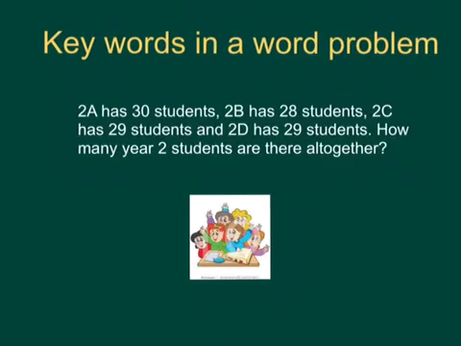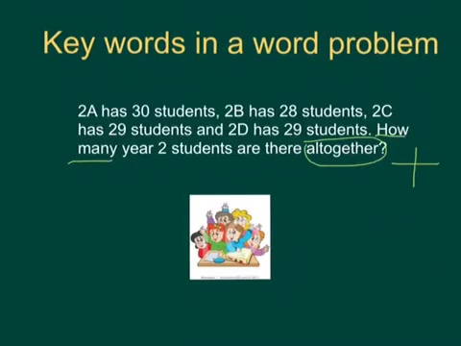Let's read this one again together. 2A has 30 students, 2B has 28 students, 2C has 29 students, and 2D has 29 students. How many Year 2 students are there altogether? What do you think this word problem is asking us to do? That's right, it's asking us to add things together. Now there are keywords here. It's how many and altogether. That's telling us to put them together.